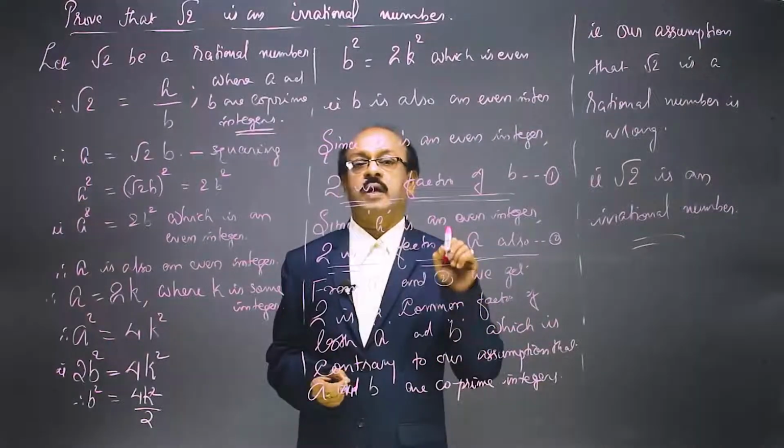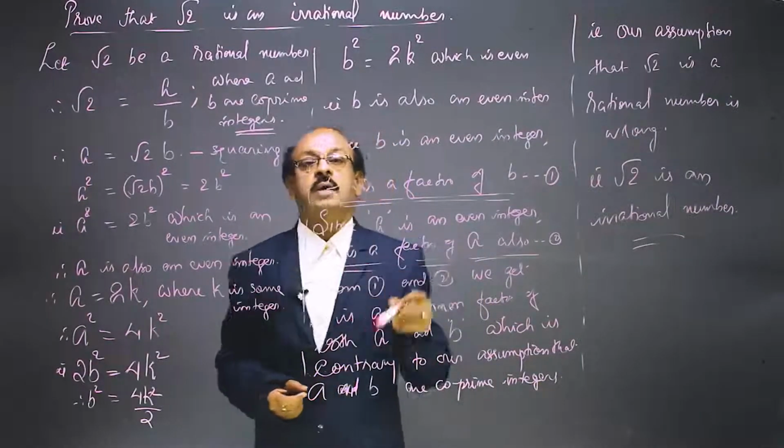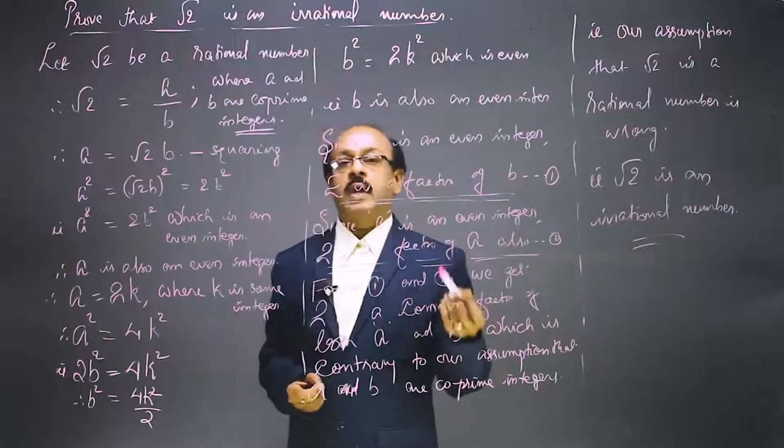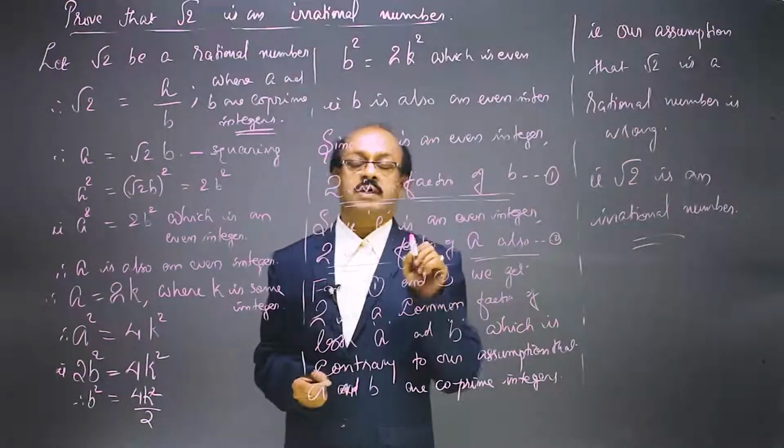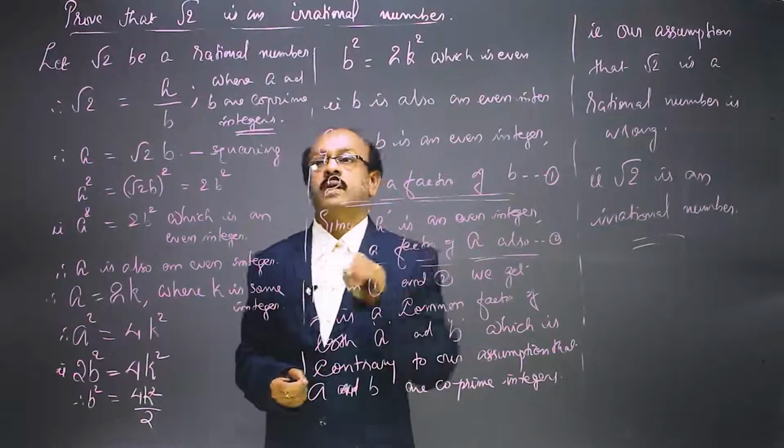This proof is very, very important. Either root 2, root 3 or root 5, any one of these can be asked for the board exam. So study very well this proof. Okay.